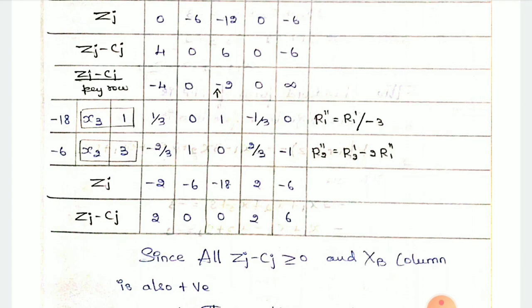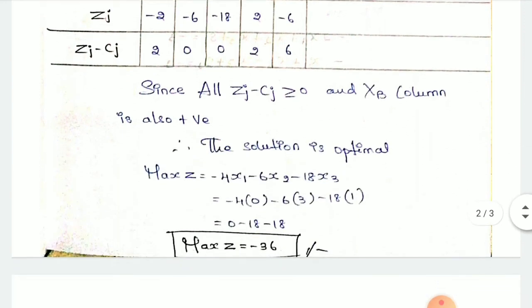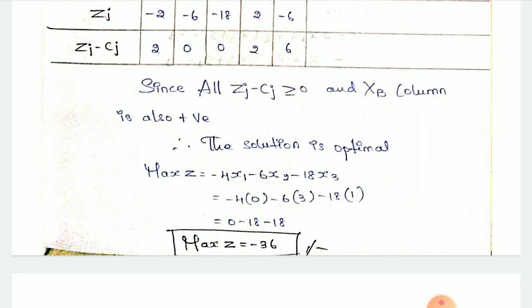So now we have to come with the final solution. Since all Zj minus Cj's are greater than or equal to 0 and the xb column is also positive, therefore the solution is optimal. So maximization of Z is equal to minus 4 x1 minus 6 x2 minus 18 x3, that is minus 4 times 0, because x1 value will be 0, x2 value will be 3, so minus 6 into 3, x3 value will be 1, so minus 18 into 1. So minus 18 minus 18 means minus 36. So this is your final solution.